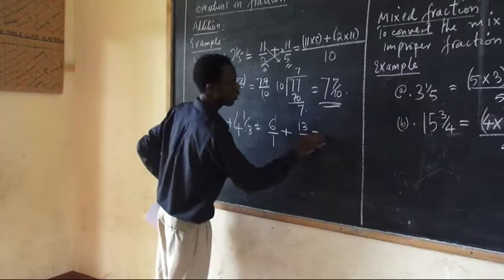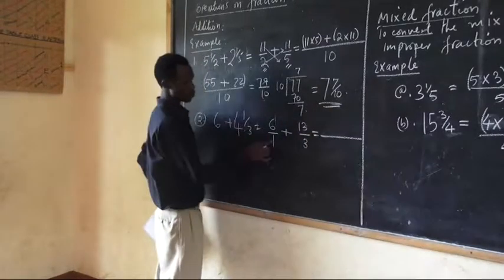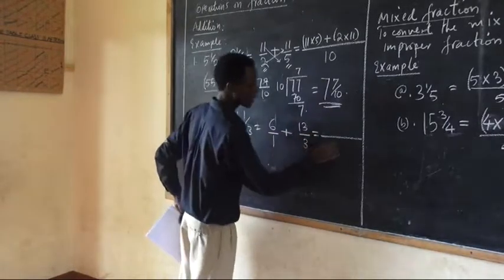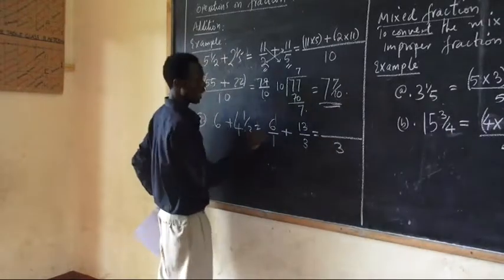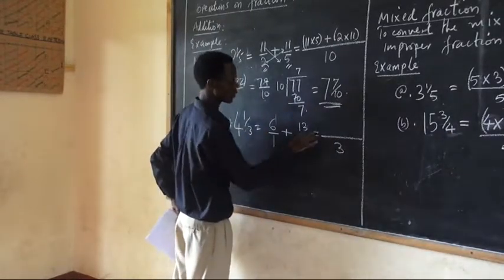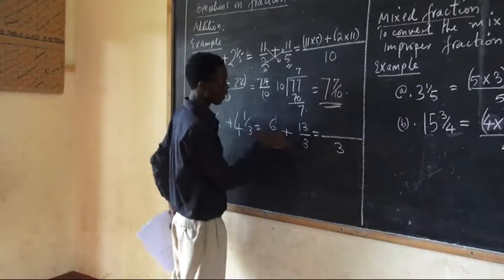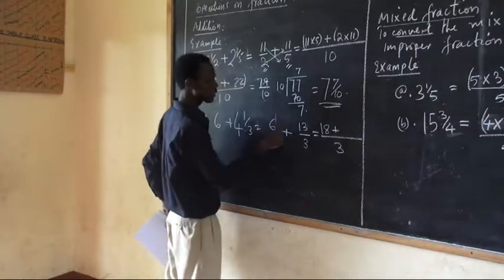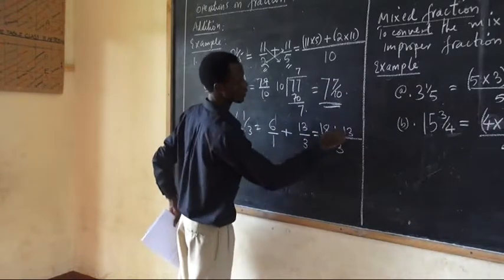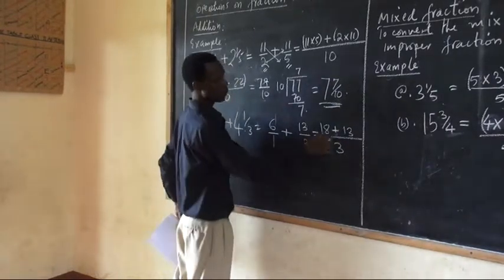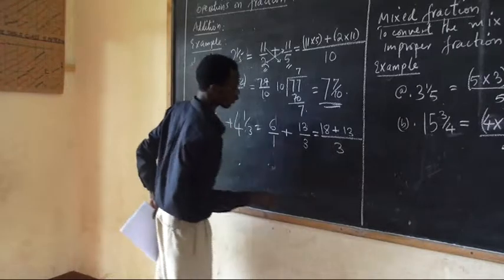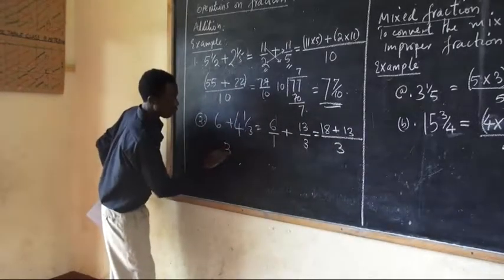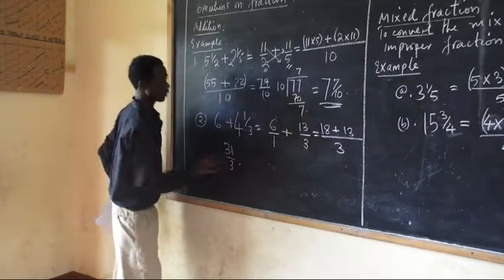Now, you find the LCM. It is 1 times 3, which is equal to 3. Now 60 times 3: 6 times 3 is equal to 18, so it is 180. Now plus 1 times 13, which is equal to 13. Now when you take 180 plus 13, you get 193. Now it is 193 over 3.